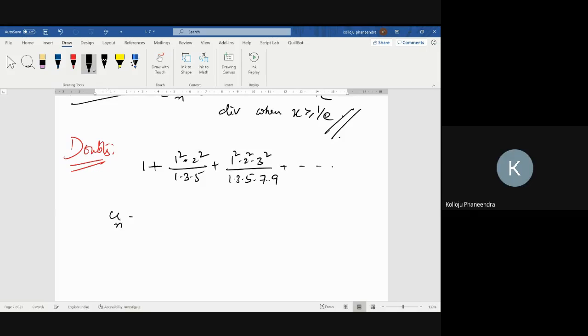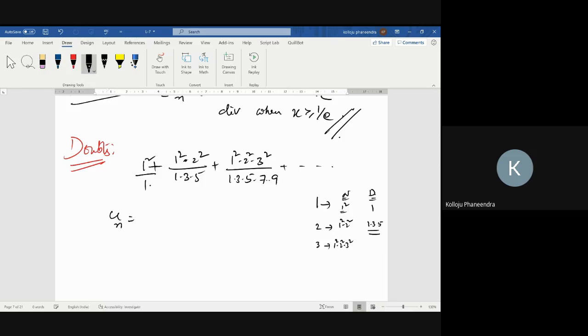What is the nth term? That one only we want, sir. You are not getting the nth term, right? See, in the first term, I am writing numerator and denominator here. In the first term, numerator is 1 square, denominator is 1. In the second term, numerator 1 square, 2 square, and the denominator is a product of how many terms? 3 terms. In the third term, numerator 1 square, 2 square, 3 square.